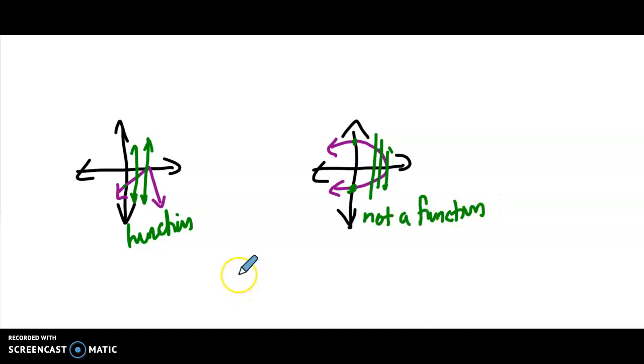So there you have it. Range, domain, function, relation, and vertical line test.